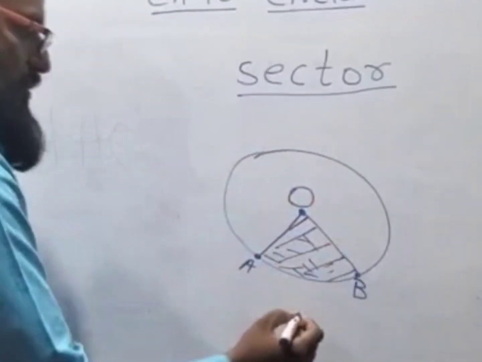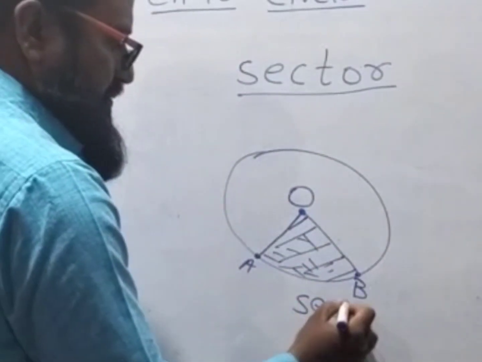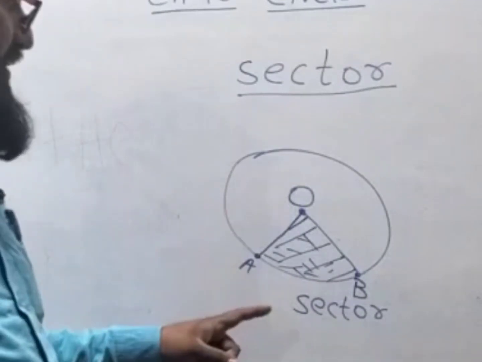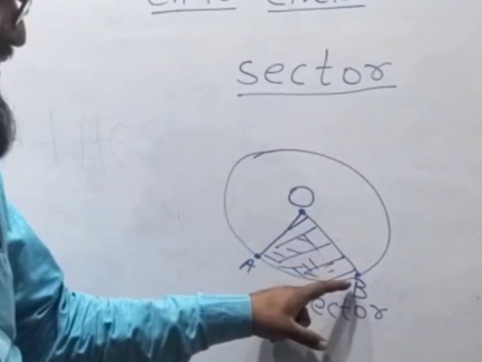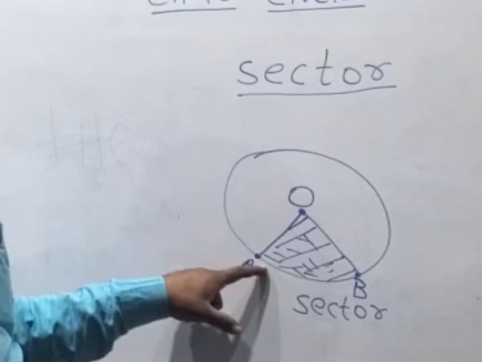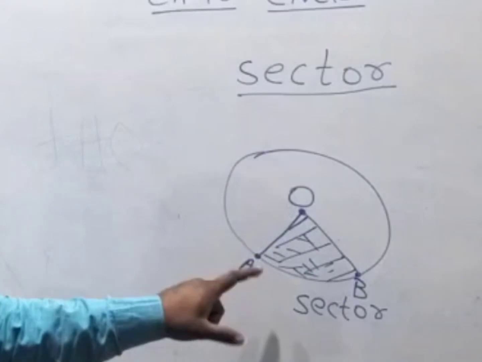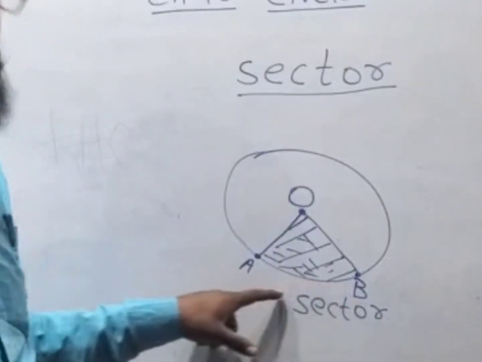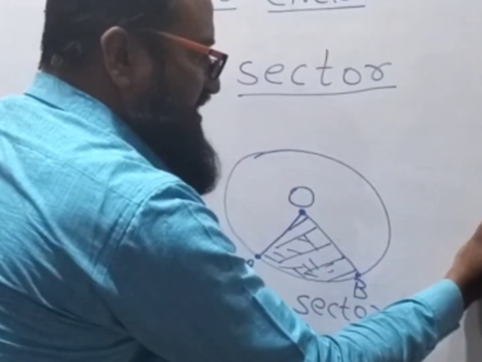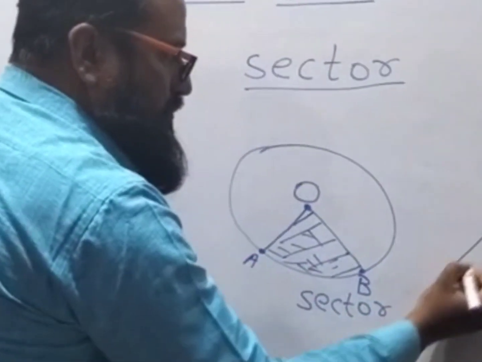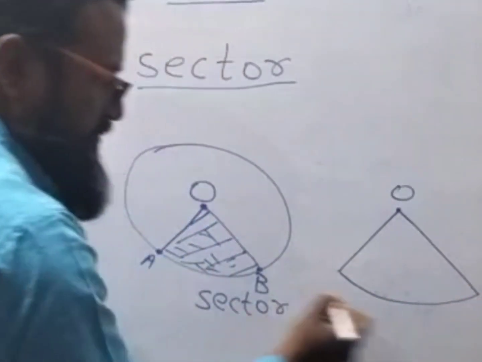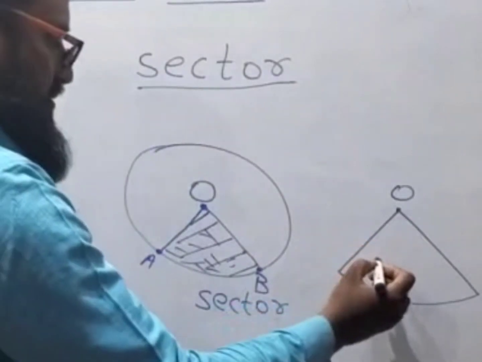इसको हम लोग सेक्टर कहेंगे। क्या कहेंगे? सेक्टर। The area bounded by the 2 radii and the corresponding arc. Corresponding arc means this one, this arc. This is called a sector. इसको अलग बना के देखते हैं। This is center, this is the radius, and this is the circumference. Okay, this is called sector.